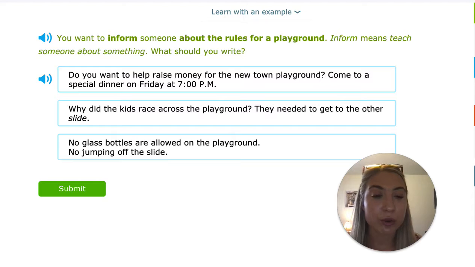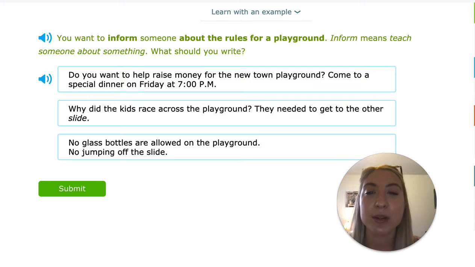So we're going to go through some examples of what we're going to be working with today. Remember, we have persuade, inform, entertain. Persuade is convince, inform is telling us facts, and entertain is to make us laugh or just try to give us an emotion. It's supposed to be fun or scary.